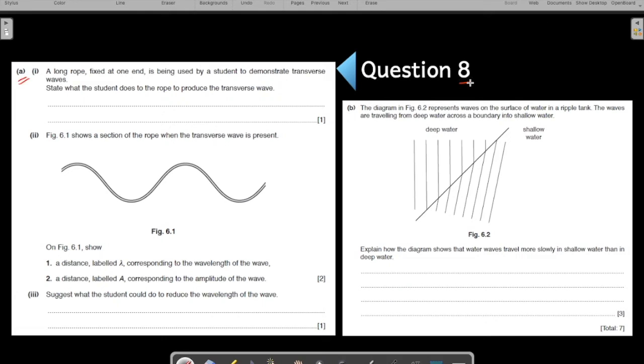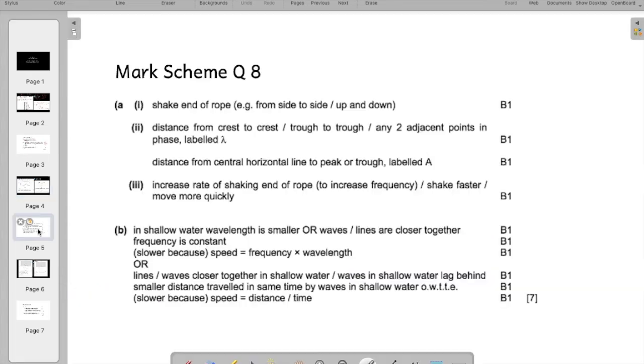Question number 8. A long rope fixed at one end is being used by the student to demonstrate transverse wave. State what the student does to the rope to produce the transverse wave. Easy question. You have to move it side to side or up and down. Let us look at the mark scheme. Shake the end of the rope. Example, from side to side or up or down. Basic questions on transverse wave. Let us move on.